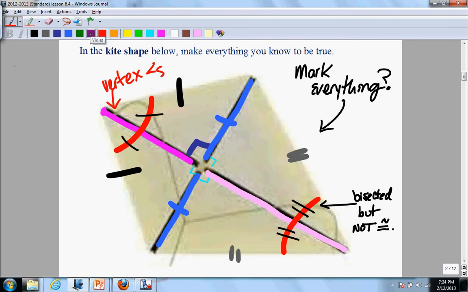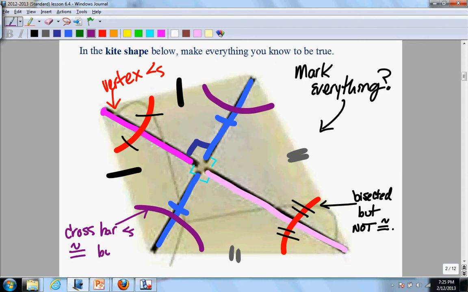Now these angles here, the purple ones, are very important. These angles are congruent but not bisected. They are congruent across from each other. These crossbar angles, call them crossbar. These are congruent but not bisected.